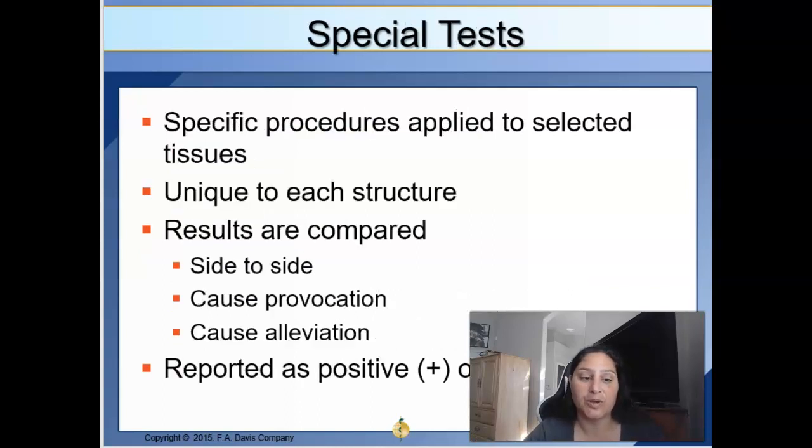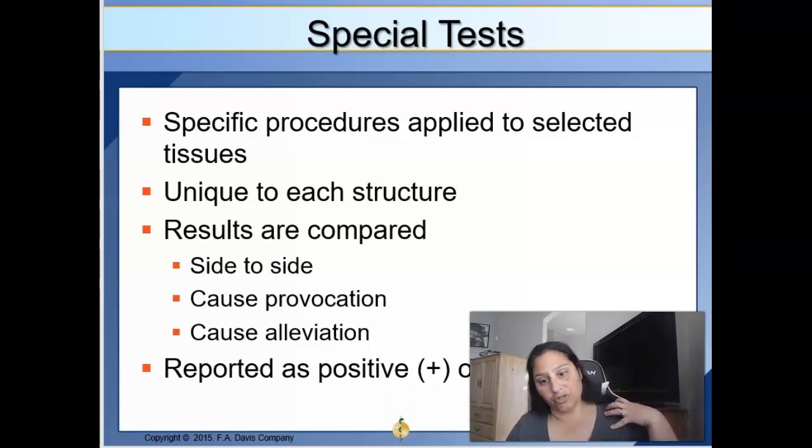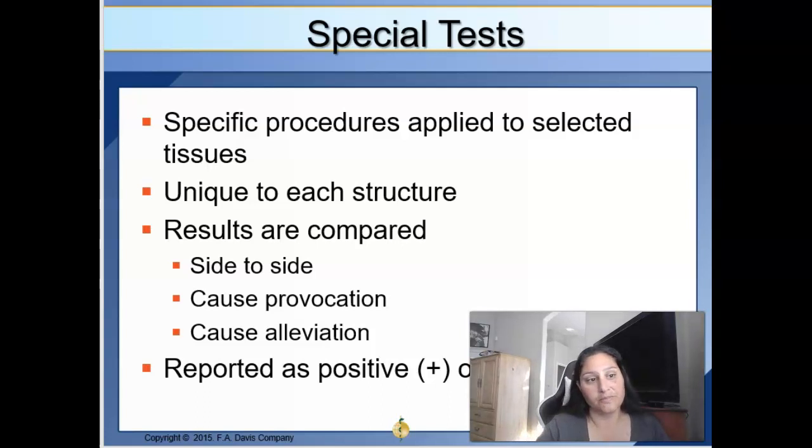Special tests. We're getting into the special tests, and those are going to be for each of the different body parts. Okay, down at the bottom, look and see how it's reported: a positive would be a plus symbol, or a negative would be a negative symbol. These special tests are going to be unique to each structure. So the shoulder is going to have different special test names than the ankle or the knee. When we get into each of those, that's a lot of what this course is looking at, the different special tests of each of the individual body parts.